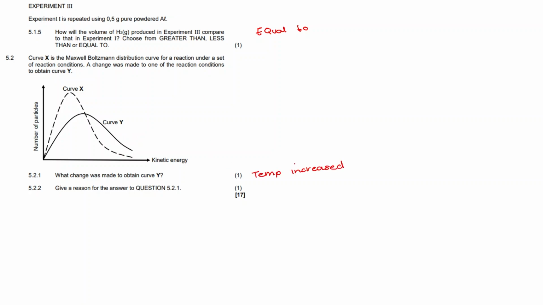Question 5.2.2. Give a reason for the answer to question 5.2.1. So, as we have said, curve Y has the maximum at a higher kinetic energy, therefore the peak shifted to the right. This means that the average kinetic energy of the particles increased.